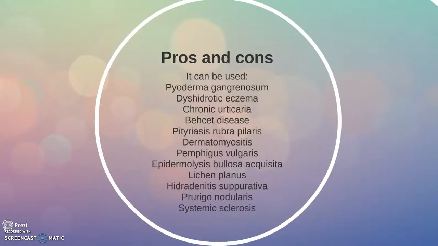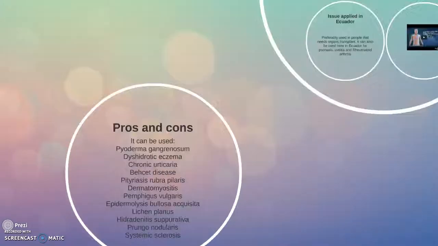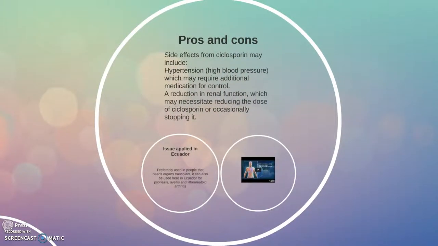The pros. It can be used for pyoderma gangrenosum, dyshidrotic eczema, chronic urticaria, Behcet's disease, pityriasis rubra pilaris, dermatomyositis, pemphigus vulgaris, epidermolysis bullosa acquisita, lichen planus, hidradenitis suppurativa, prurigo nodularis, systemic sclerosis. Pros and cons. Side effects from cyclosporine may include hypertension, which may require additional medication for control, a reduction in renal function, which may necessitate reducing the dose of cyclosporine or occasionally stopping it, like the doctor said from the video before.